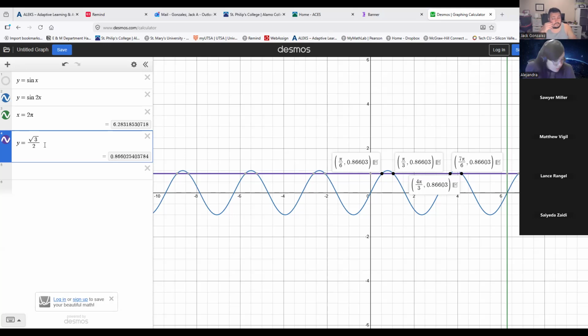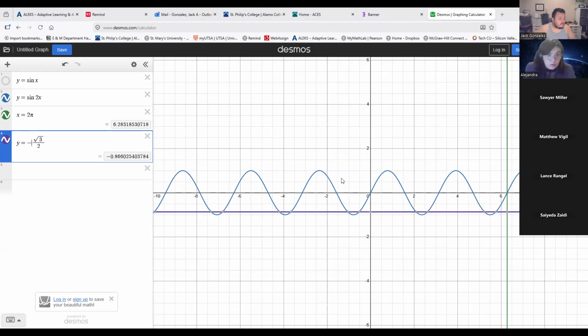I thought y equals negative square root 3 over 2. Oh, it's negative, right? I think so. Oh yeah, let's put it, so it'd just be down here. My bad. But same idea. Does that make sense?